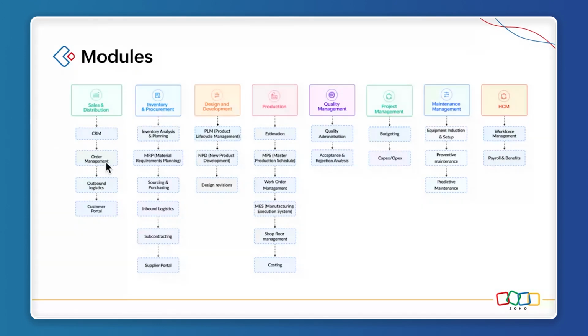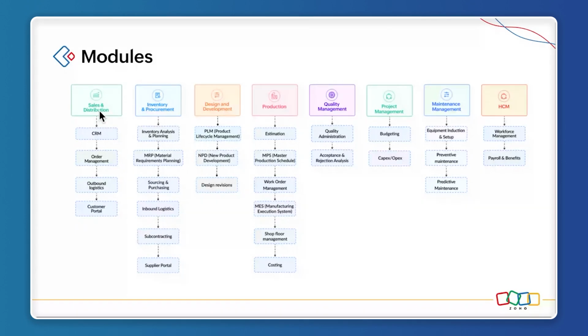And then comes the order management. So here is where you will track and process the customers' order, and followed by that you have something called outbound logistics. So this outbound logistics is nothing but it manages the transportation and delivery of the finished products to the customer. So once you are about to deliver the product to the customer, that's when you will use the outbound logistics. And then we have the customer portal, where it provides the customer with access to their orders, invoices, and the tracking details.